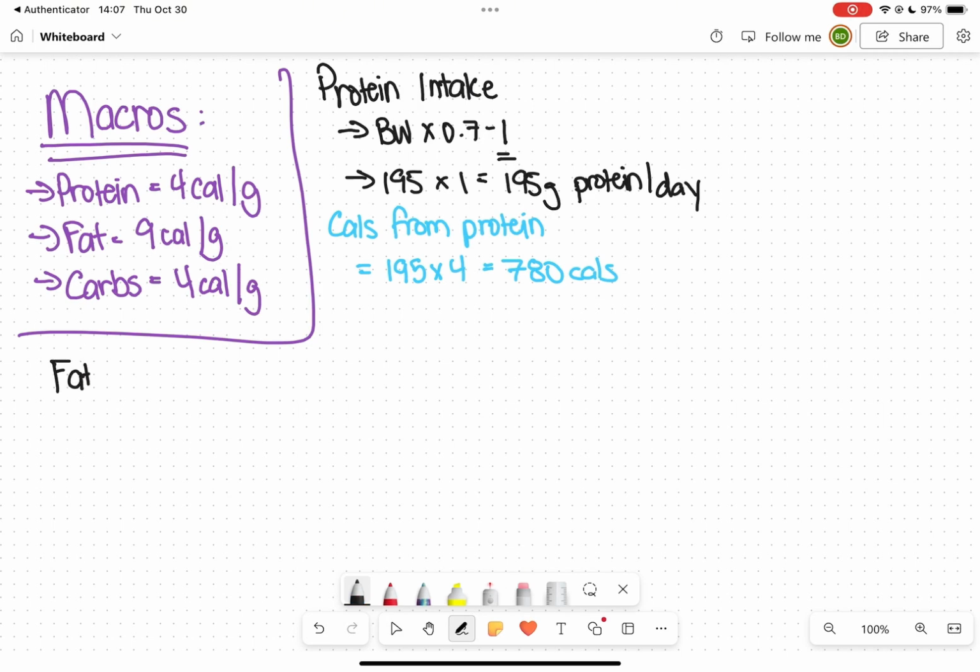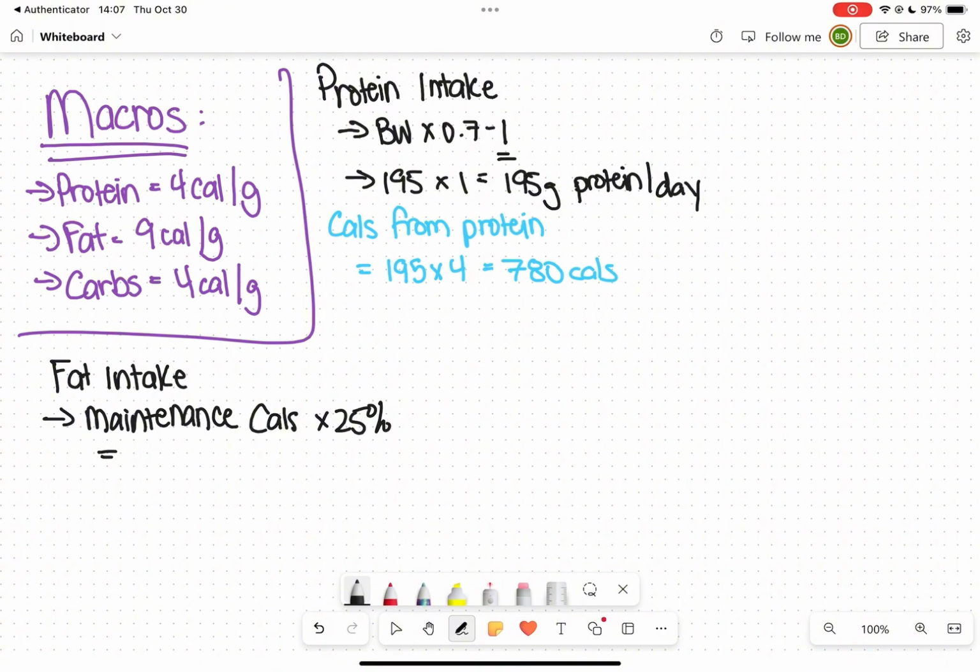Moving on, let's take a look at our fat content now. We're going to do roughly the same calculation here. So let's break it down. With this, you want to take the specific phase that you're going to be working on. For me, I'm looking at maintenance right now. And we're going to multiply that roughly by 25% because that's how much I want my fats to be at.